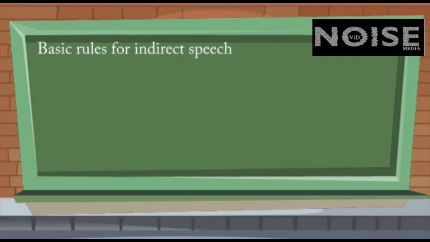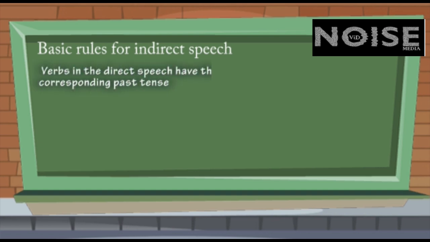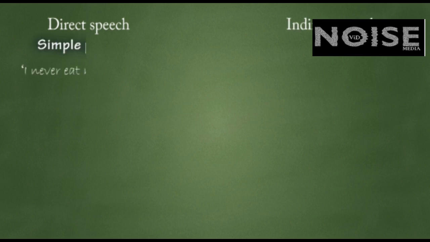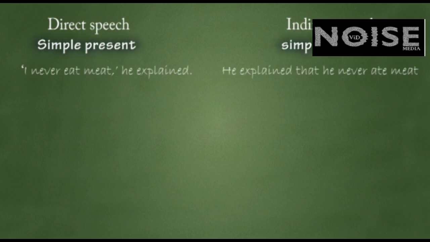Indirect speech is usually introduced by a verb in the past tense. Verbs in the direct speech have then to be changed into a corresponding past tense. For example, simple present, "I never eat meat," he explained. Indirect, he explained that he never ate meat.